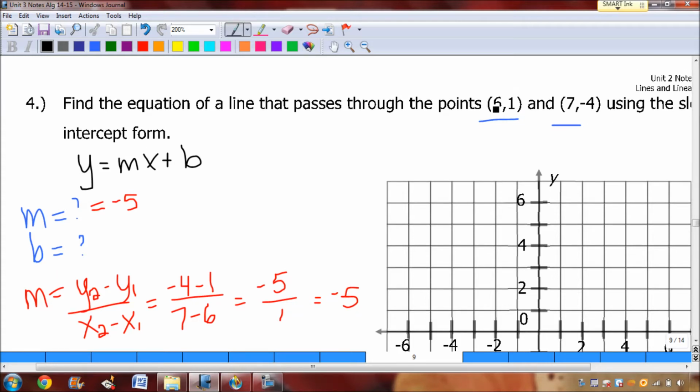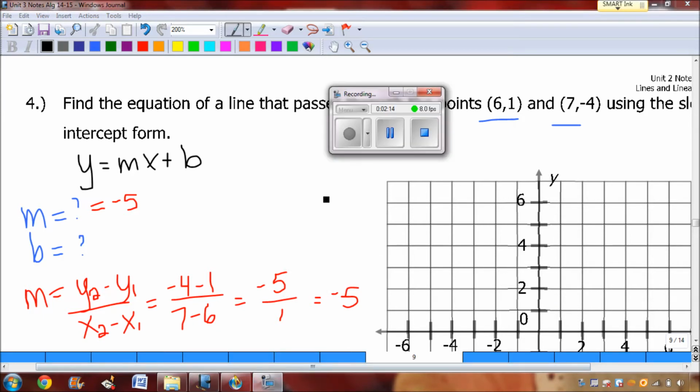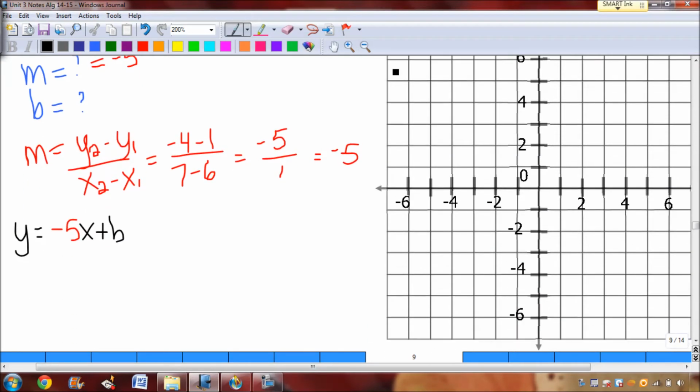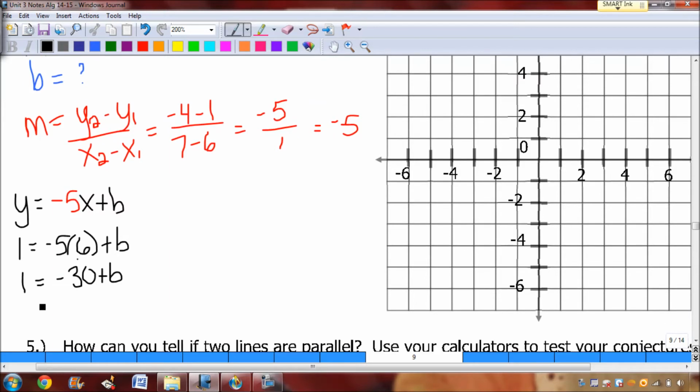So you can choose to use (6, 1) or (7, -4), but you can't mix and match. So if you use 6, you have to use 1. If you use 7, you have to use -4. All right, so I'm going to use (6, 1) and see what happens. So I'm going to say 1 equals -5 times 6 plus b. So you get 1 equals -30 plus b. Remember, the 6 was the x and the 1 was the y. And then add 30 to both sides, you get 31 equals b.